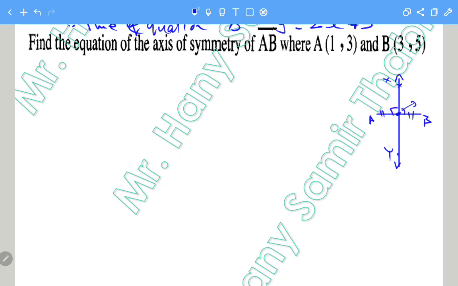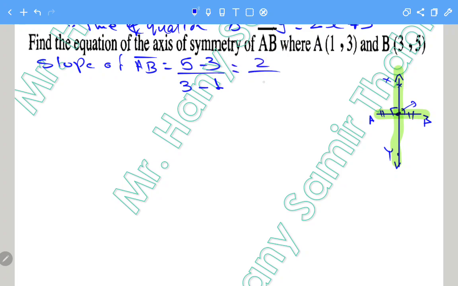So how can I find the slope? I must find the slope of AB, then find the perpendicular to it. So slope of AB equals y2 minus y1, 5 minus 3, over x2 minus x1, 3 minus 1. And as usual we said if we do 3 minus 5 then 1 minus 3, it will be the same answer at the end. 2 over 2, it will be 1.